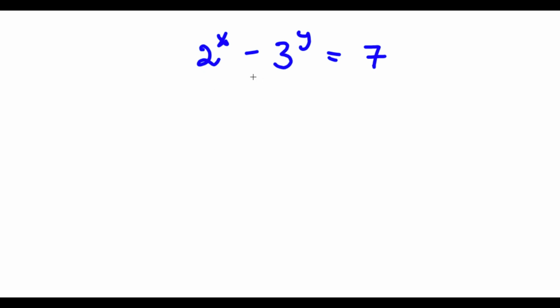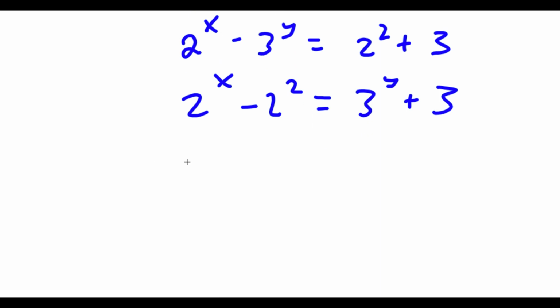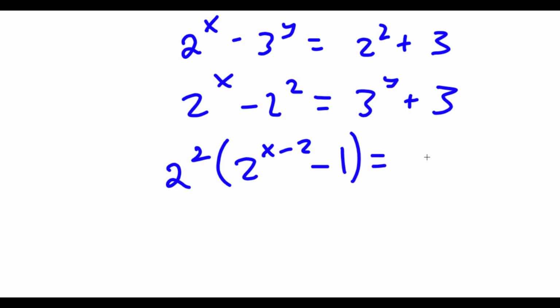Alright, so in this problem, I have 2^x − 3^y = 7. So I'm going to first rewrite this as 2^x − 3^y is equal to 2^2 + 3. Now I'm going to subtract 2^2 on both sides and add 3^y on both sides. So now I have 2^x − 2^2 is equal to 3^y + 3. Now if I factor out 2^2 from here, I get 2^2 times (2^(x−2) − 1) is equal to 3 times (3^(y−1) + 1).